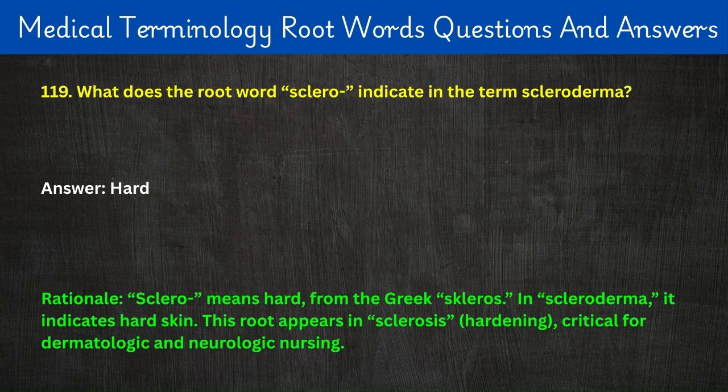119. What does the root word sclero- indicate in the term scleroderma? Answer: hard. Rationale: Sclero- means hard, from the Greek skleros. In scleroderma, it indicates hard skin. This root appears in sclerosis, hardening, critical for dermatologic and neurologic nursing.